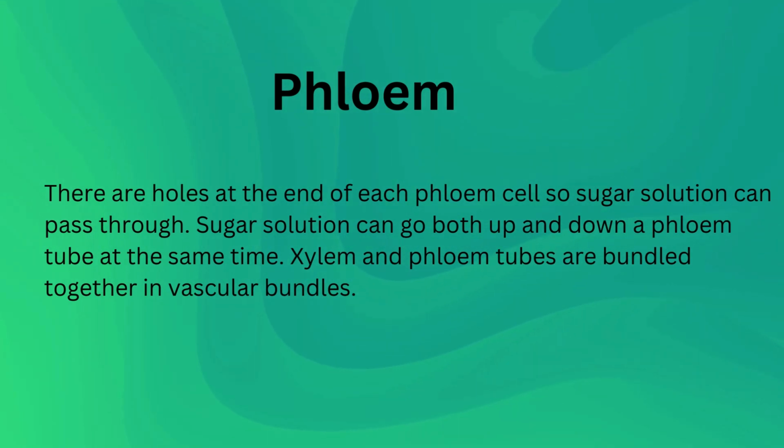Xylem and phloem tubes are bundled together in vascular bundles. What does it mean? It means that these two types of tubes, which have different functions, xylem for transporting water and minerals and phloem for transporting sugar, are found together in groups called vascular bundles. These bundles are like a package that contains both xylem and phloem tubes, and they run throughout the plant, providing a network for transporting essential nutrients and water.